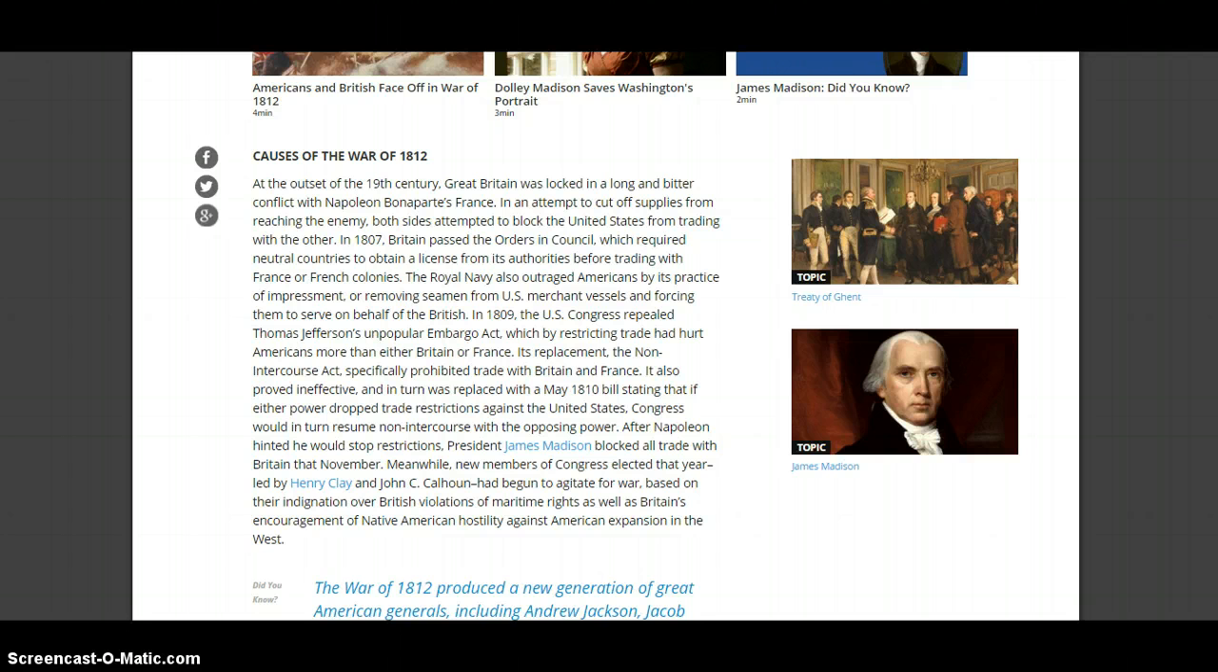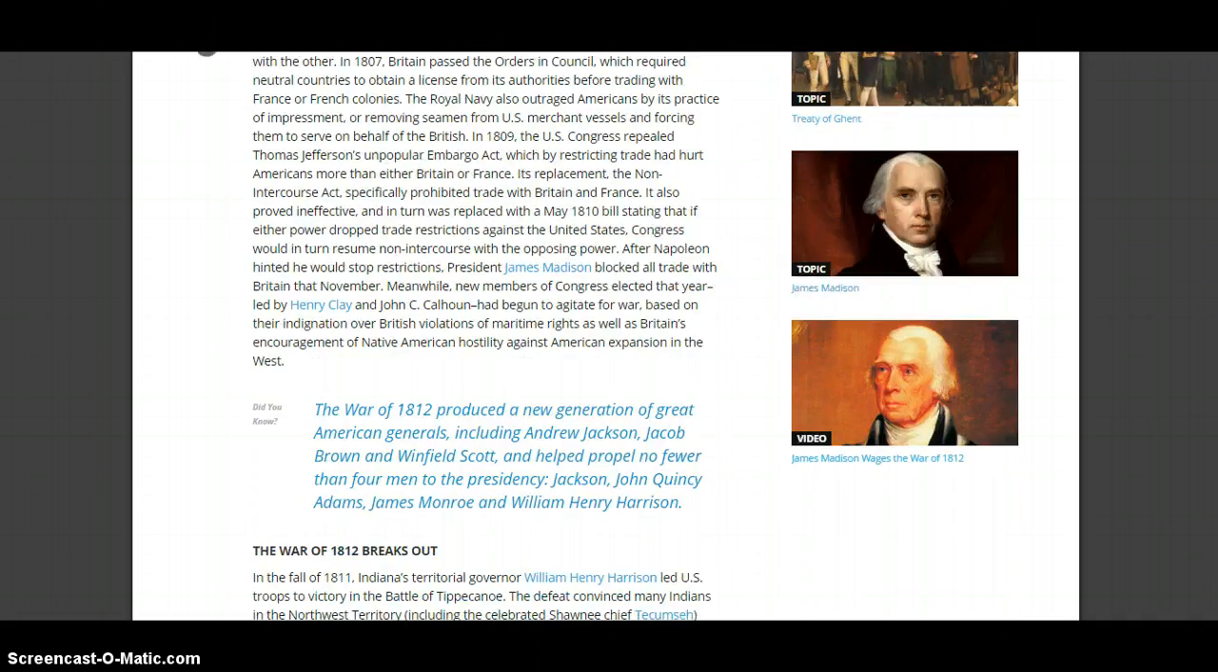Meanwhile, new members of Congress elected that year, led by Henry Clay and John C. Calhoun, had begun to agitate for war, based on their indignation over British violations of maritime rights, as well as Britain's encouragement of Native American hostility against American expansion in the West.